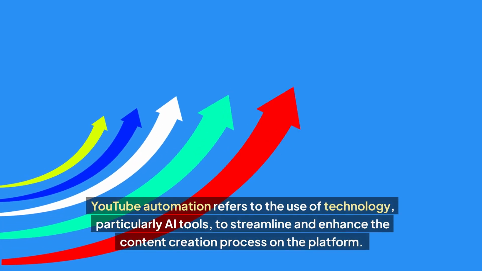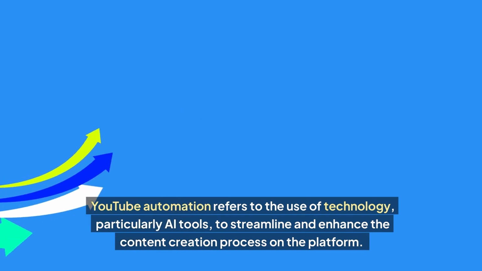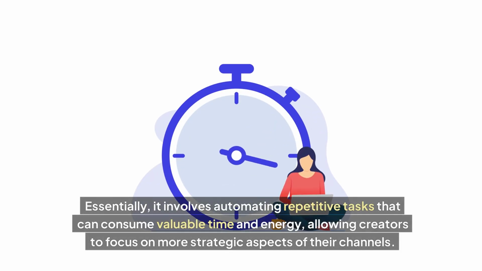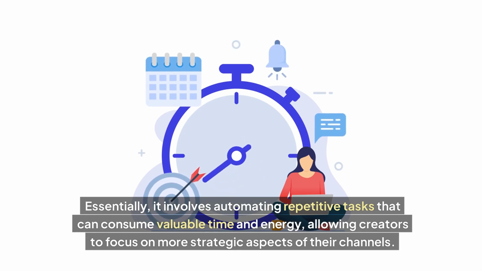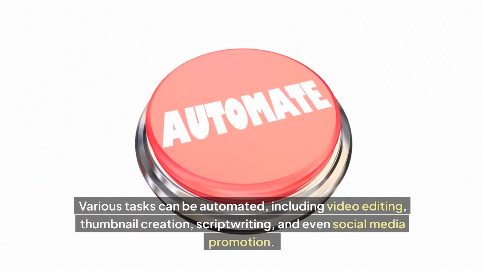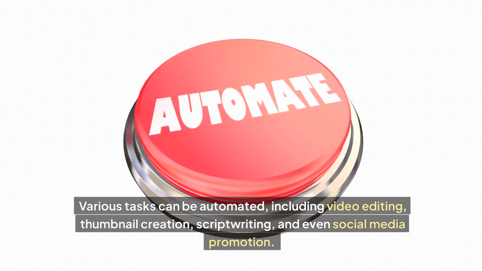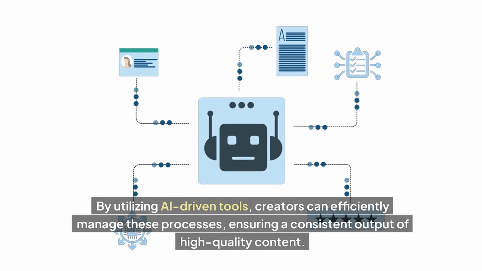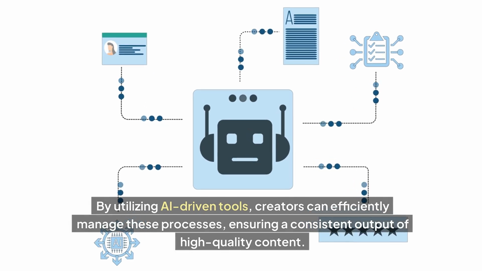YouTube automation refers to the use of technology, particularly AI tools, to streamline and enhance the content creation process on the platform. Essentially, it involves automating repetitive tasks that can consume valuable time and energy, allowing creators to focus on more strategic aspects of their channels. Various tasks can be automated, including video editing, thumbnail creation, script writing, and even social media promotion. By utilizing AI-driven tools, creators can efficiently manage these processes, ensuring a consistent output of high-quality content.